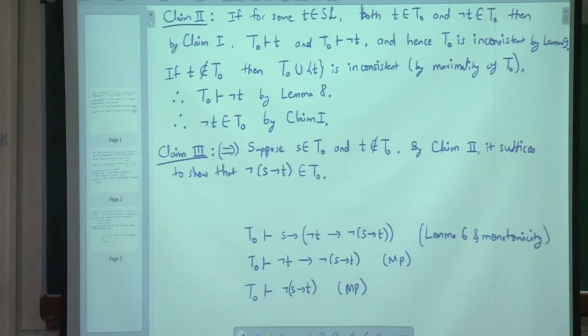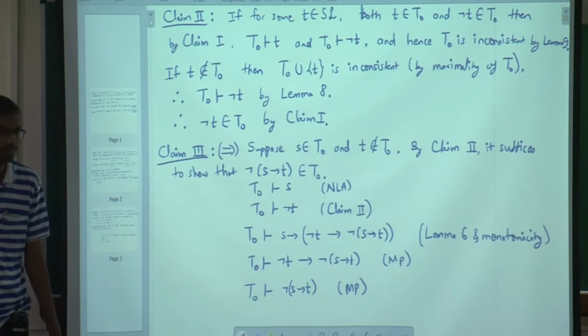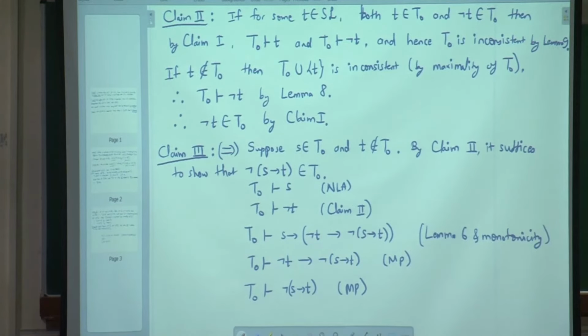And the second application of MP, and we have to have first two lines. What two lines? To eliminate this S and to eliminate this negation T. So T naught proves S. Yeah, that's NLA. And T naught proves negation T. What is that? Claim 2 and hypothesis that T is not in T naught. So easy enough. That's why we proved lemma 6. Yeah, just for this particular step. Well, I should correct. That's why we stated lemma 6. We haven't yet proved it. Okay, so this is one side.